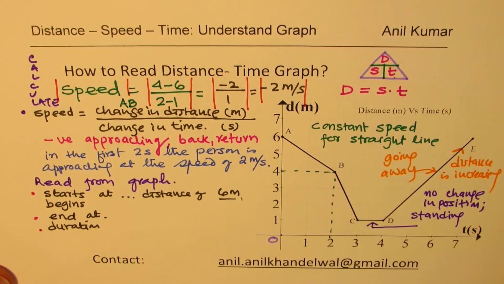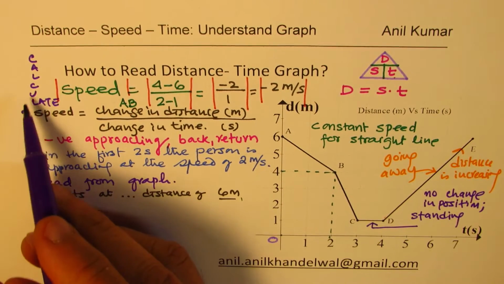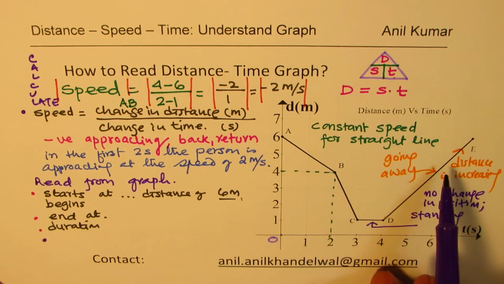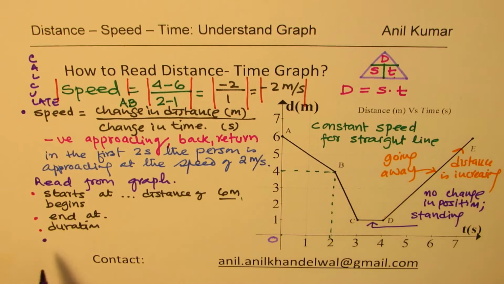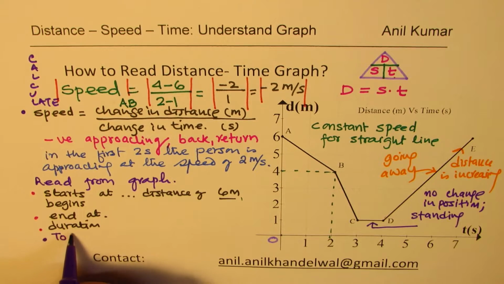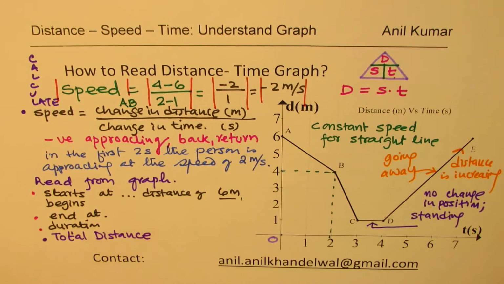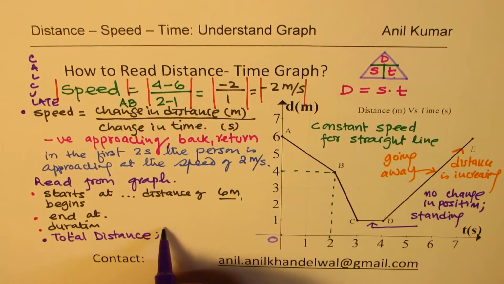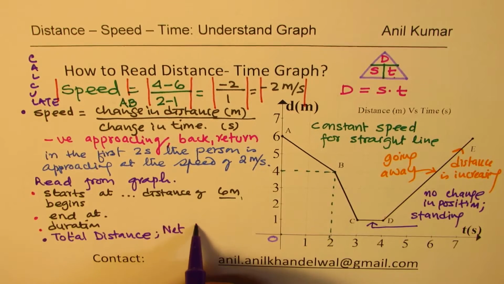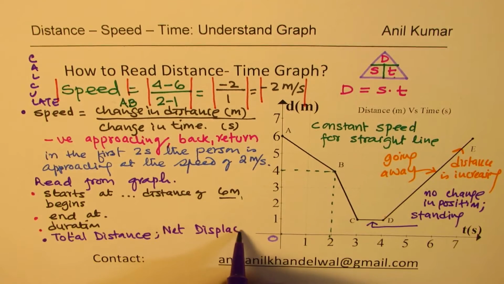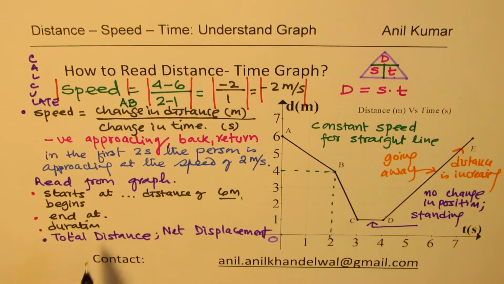Now, there are some other important things which you may have to calculate. Let me write like this, which is kind of common. You can read from the graph also, you may have to calculate also. So total distance covered, total distance. Sometimes we also say net displacement. Now when I say displacement, it means what? How are distance and displacement different? Let's think about that also.